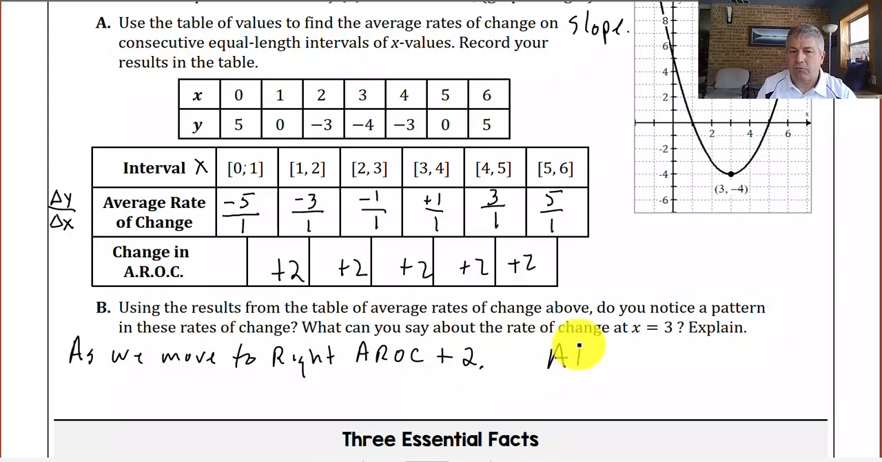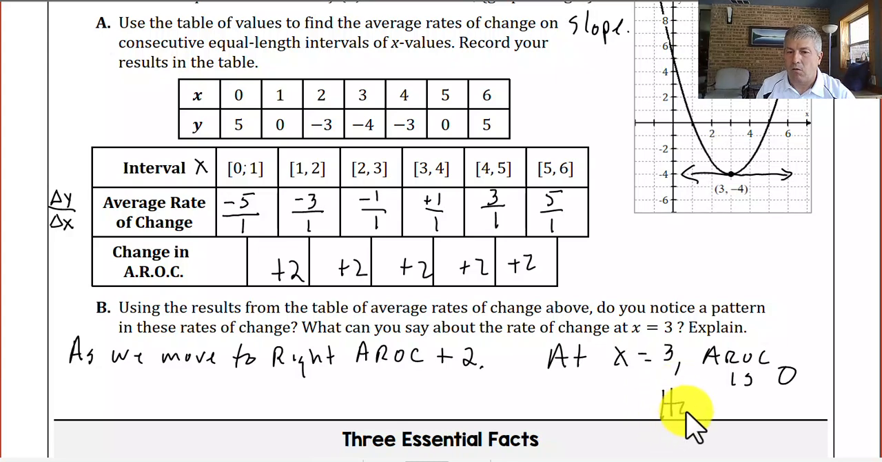At x equals 3, what can we say about our average rate of change? Well, x equals 3 is the point they've plotted for you. It looks like that's where our graph has an inflection point, and the average rate of change, remember, that's the slope or the slope of the line. Well, the slope of the line at 3 is 0. So our average rate of change is 0. It's a horizontal line.